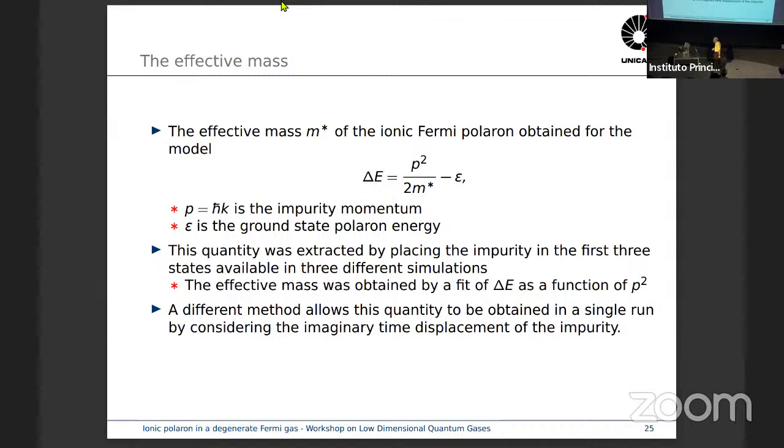Okay, let's go to the effective mass. How do we compute this effective mass? Just by fitting results of this equation here, where we put the ion with some momentum and subtract the polaron with zero momentum. What we did was perform three different simulations, make a fit, and extract the effective mass. There is a much better approach made by the Boronat group, where with a single simulation you can extract this effective mass. But we did it in the way that I described here.